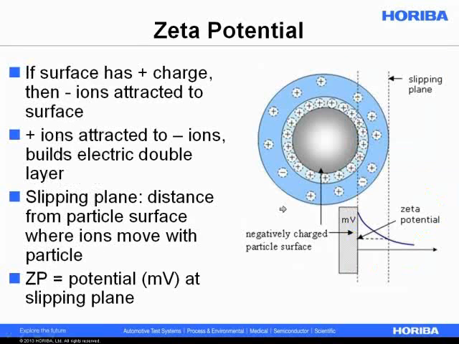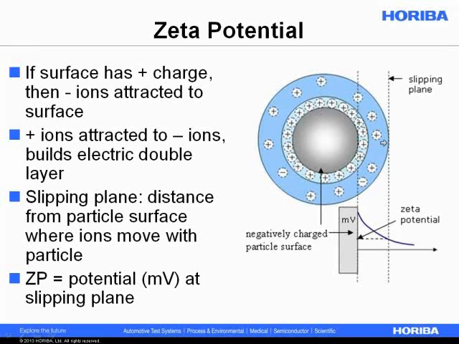So when we talk about electrostatic stabilization and trying to increase the charge on the surface, the way we define that charge on the surface of the particle is the zeta potential. So here's a particle with a negative charge on the surface. Positive ions are attracted to the negatively charged surface. Negative ions are attracted to the positive ions, and we build up this electric double layer.